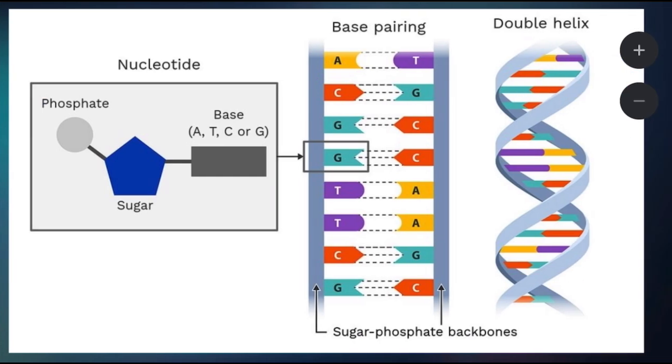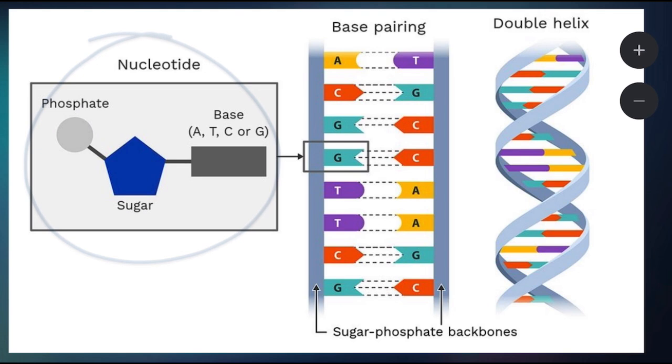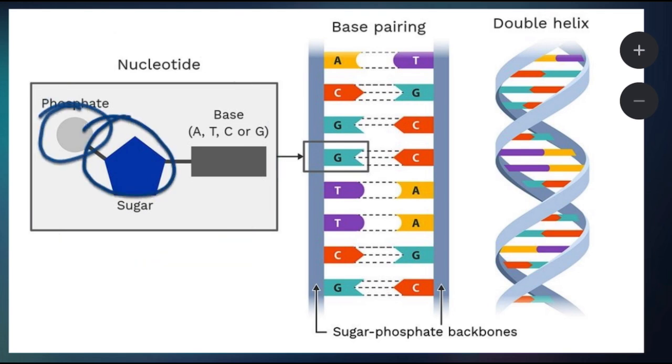Okay, so let's dive into this picture of what DNA looks like. The image of a nucleotide is right here, this image I circled. A nucleotide is the basic building block of DNA. This diagram shows the three components of a nucleotide. There is a phosphate, which is right here. Then we have our sugar, and then we have our nitrogenous base. This image also shows base pairing rules right here.